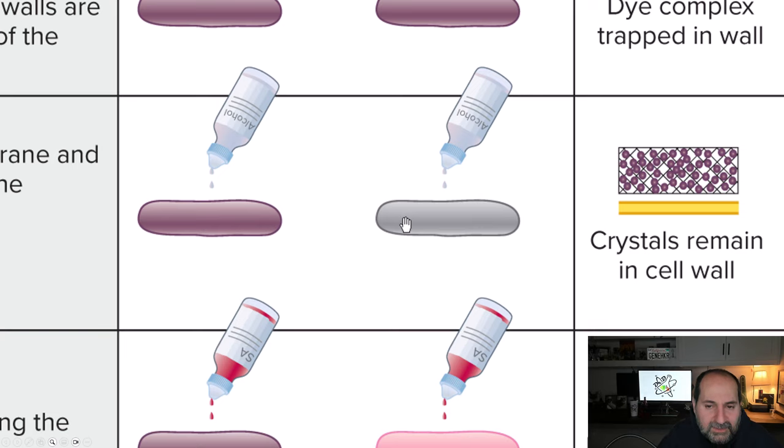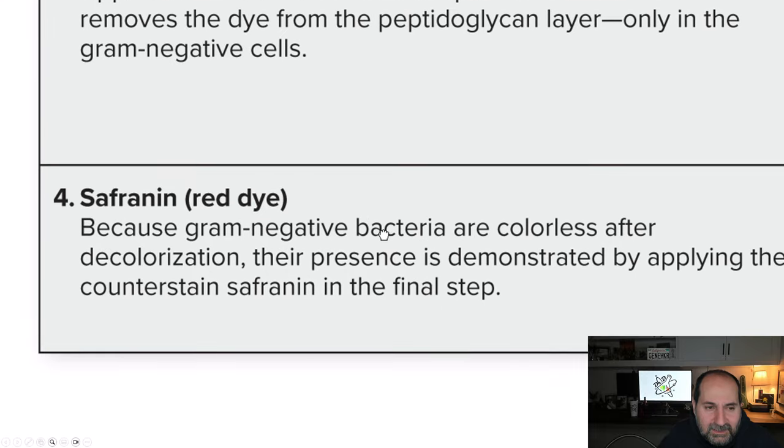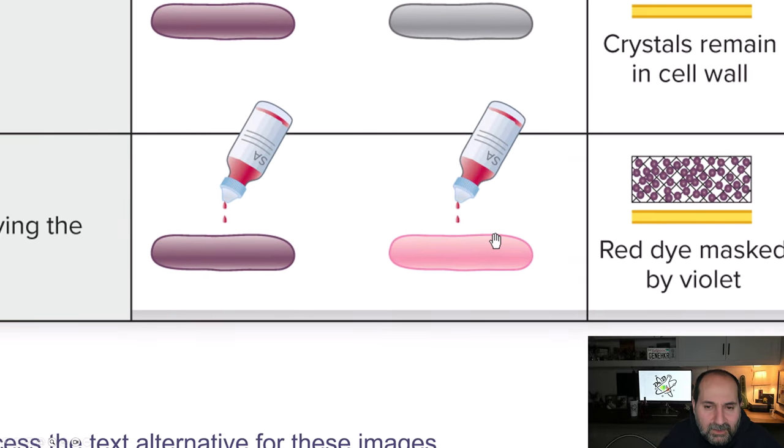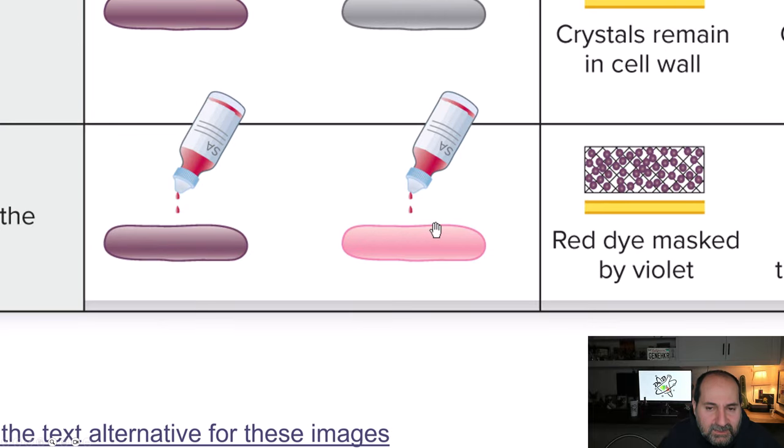Now, we could take a look at these cells under the microscope, but it would be hard to see the gram-negative cells, so we're going to add a counterstain. The counterstain, also known as the secondary stain, is safranin. Safranin is a red dye, and it is going to stain all the cells. It's going to stain the gram-negative cells pink. It's also going to stain the gram-positive cells, but because it's so much lighter than the purple color that's already in the gram-positive cells, it's not going to be noticeable. So at this point, your gram-positive cells should appear purple under the microscope, and your gram-negative cells should appear pink. And that's how the gram stain procedure works.